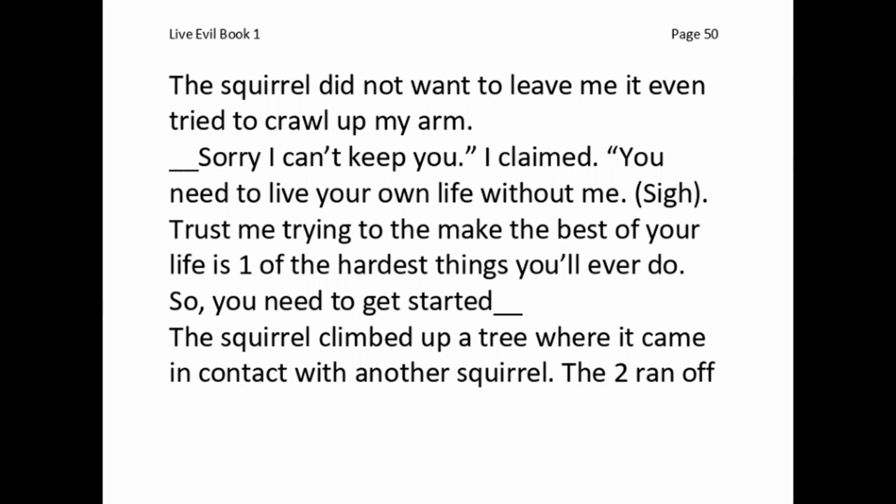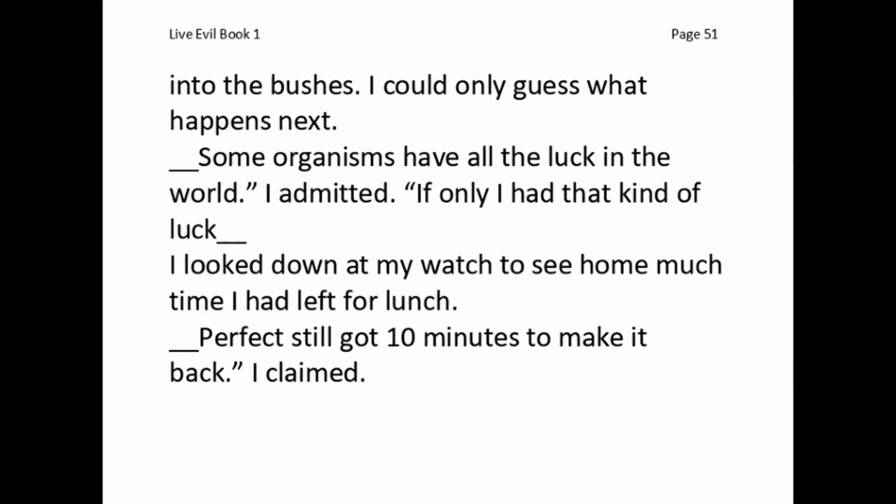The squirrel climbed up a tree where it came in contact with another squirrel. The two ran off into the bushes. I could only guess what happens next. "Some organisms have all the luck in the world," I admitted. If only I had that kind of luck. I looked down at my watch to see how much time I had left for lunch. "Perfect, still got 10 minutes to make it back," I claimed.